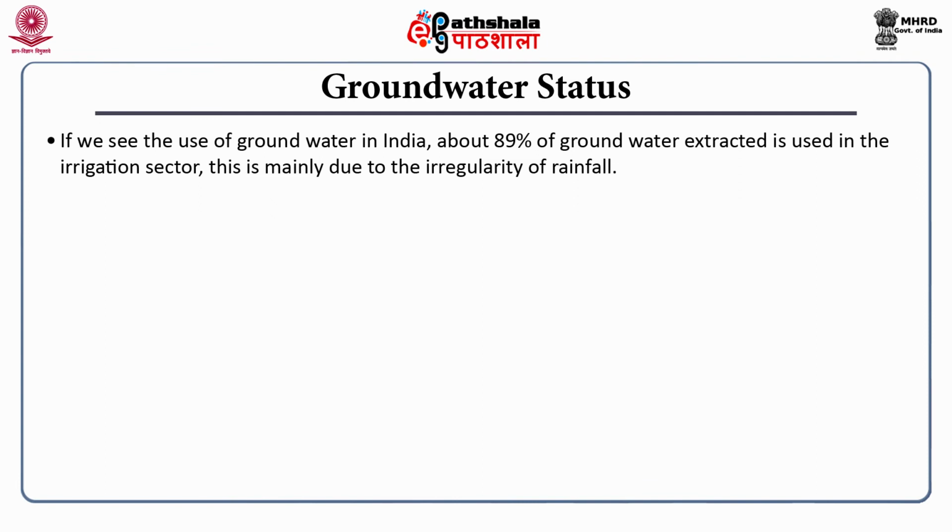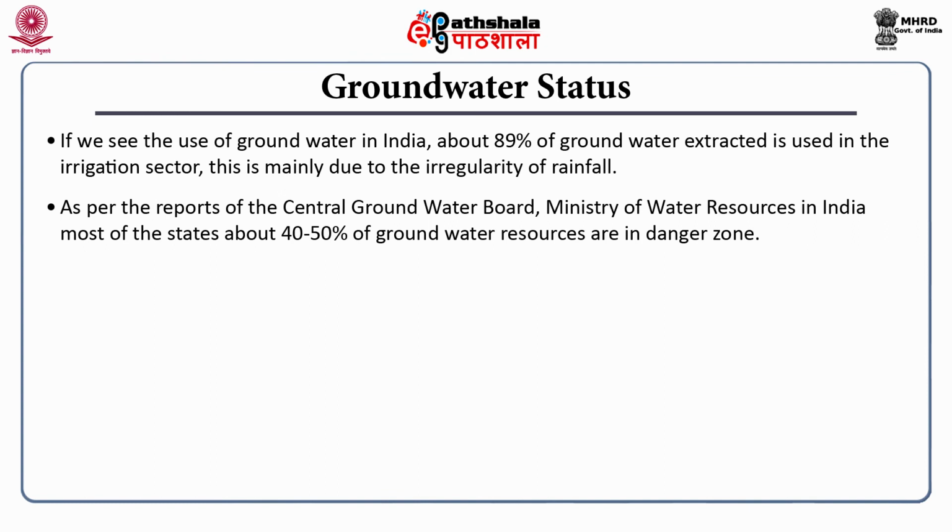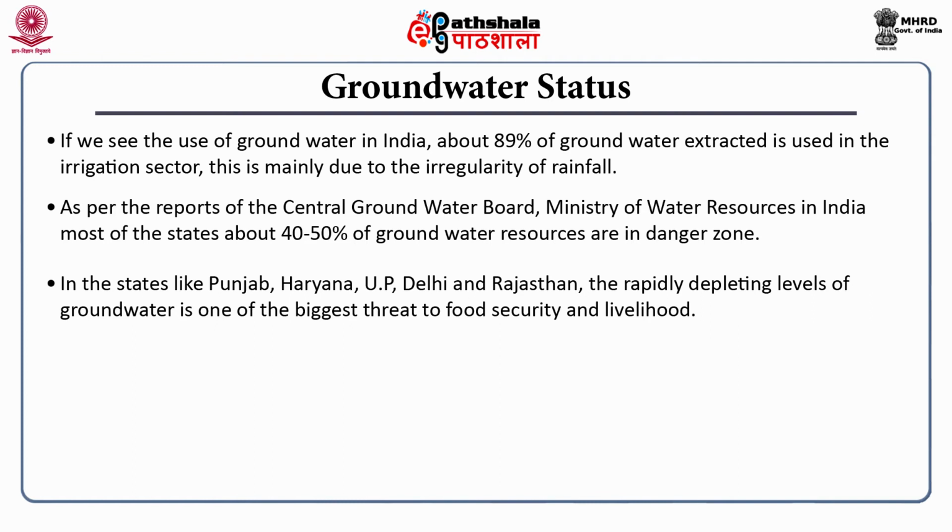If we see the use of groundwater in India, about 89% of groundwater extracted is used in the irrigation sector or in the agriculture sector. This is mainly due to irregularity of rainfall, and intensive agriculture in recent years has also added to it. As per the reports of the Central Groundwater Board, Ministry of Water Resources in India, in most of the states about 40 to 50% of groundwater resources are in danger zone. In states like Punjab, Haryana, Uttar Pradesh, Delhi and Rajasthan, the rapid depletion of groundwater is one of the biggest threats to food security and livelihood.